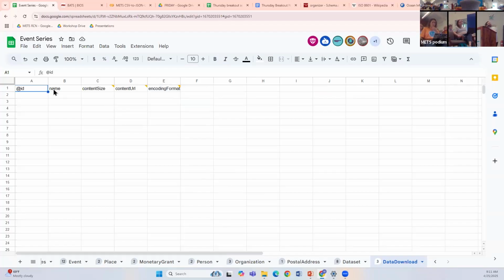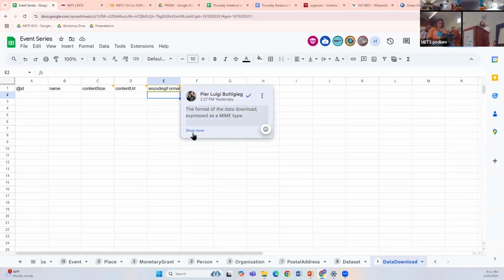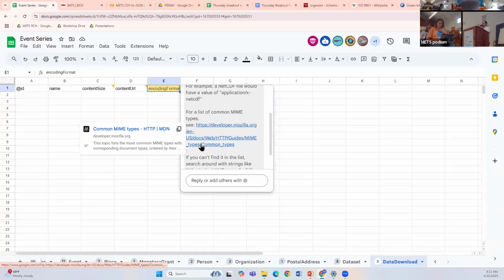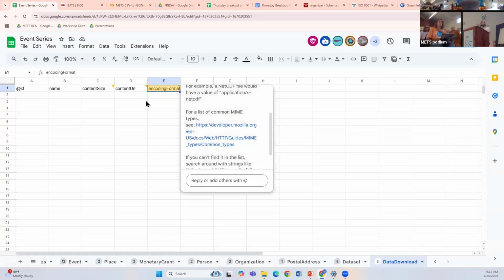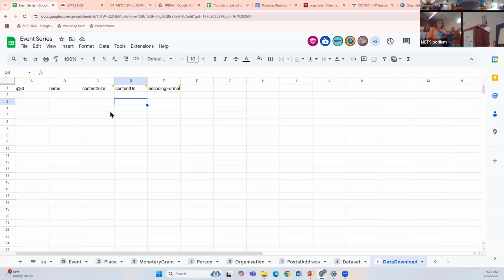So here you just express, what is it? How big is it? Where is it and what kind of encoding? Is it NetCDF? Is it XML, etc.? There are comments on it which will take you to a list of data types where you can find the right thing to put in there, right? I gave an example with NetCDF. Try it out with a couple.